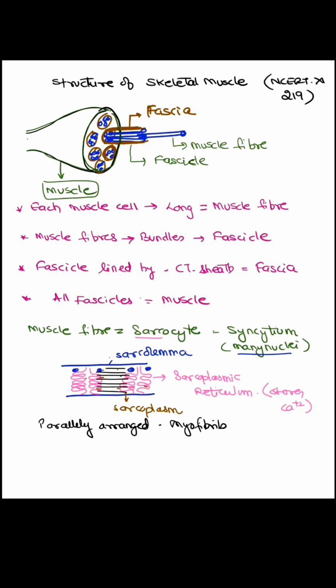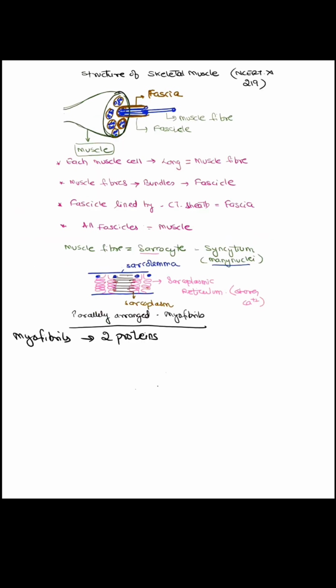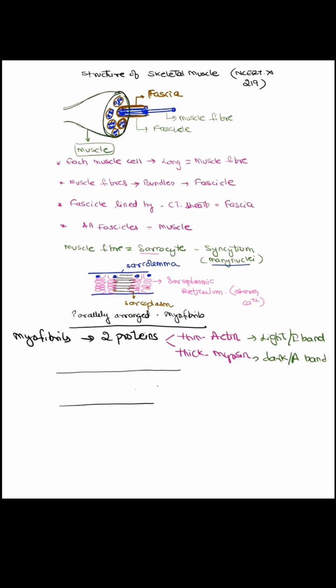Let's see the details of these myofibrils. The myofibrils contain two types of proteins: the thin protein called actin and the thick protein called myosin. The actin forms the light band or the I band, and the myosin forms the dark or the A band. These two light and dark bands are arranged alternately, which gives the appearance of striations to the skeletal muscle.